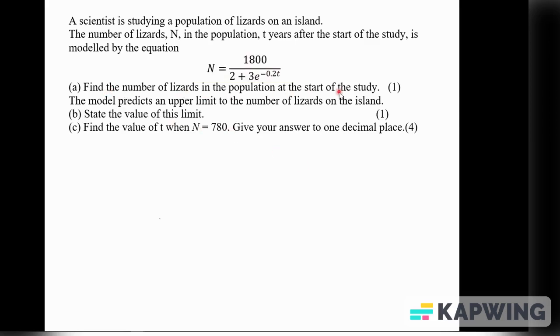Right, find the number of lizards at the start of the study, so we'll put t equal to 0 in, so we'll have 1800 over 2 plus 3 e to the 0, and that e to the 0 is just 1. 1800 over 5, which is 360.